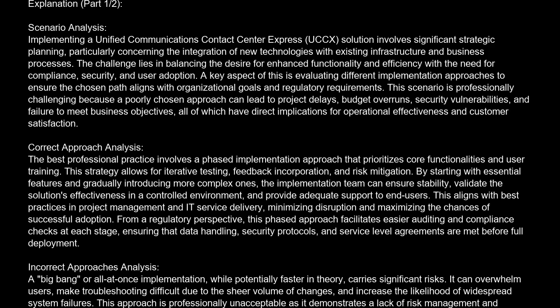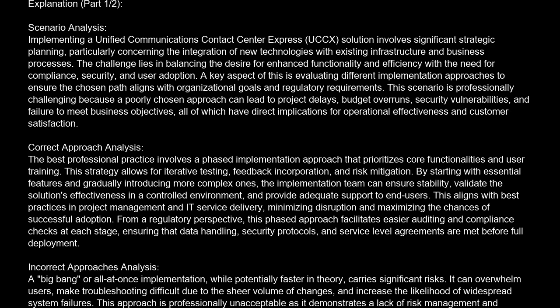This aligns with best practices in project management and IT service delivery, minimizing disruption and maximizing the chances of successful adoption. From a regulatory perspective, this phased approach facilitates easier auditing and compliance checks at each stage, ensuring that data handling, security protocols, and service-level agreements are met before full deployment.